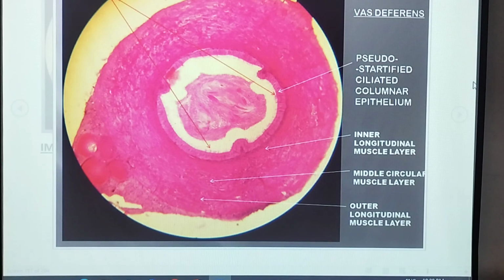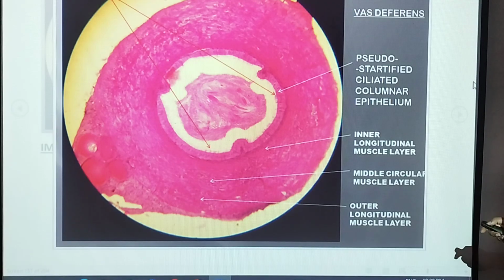It is quite muscular. So how do you differentiate vas deferens from ureter? In the ureter you have a similar structure, but the lining epithelium of ureter is transitional epithelium, not pseudostratified ciliated columnar epithelium. Even the muscle layers are only 2 in ureter, mainly inner longitudinal and outer circular, but here you have an extra outer longitudinal muscle layer and it is quite muscular. It is more muscular than the ureter.